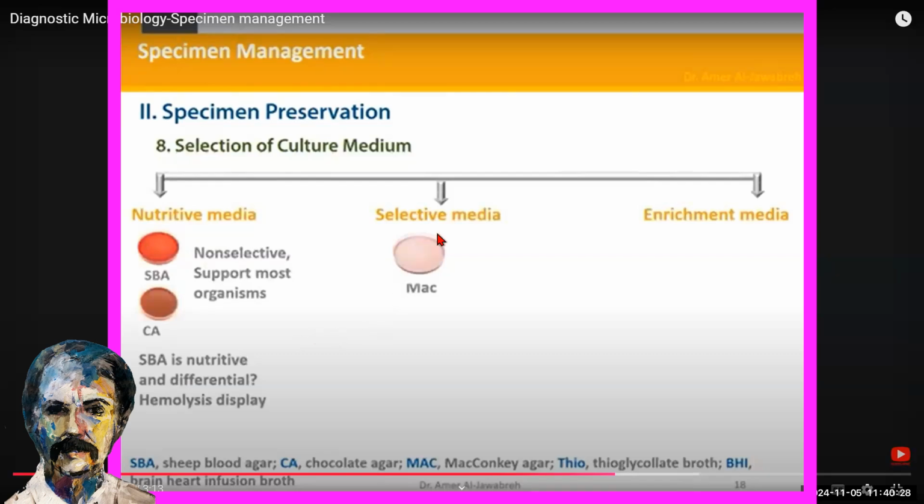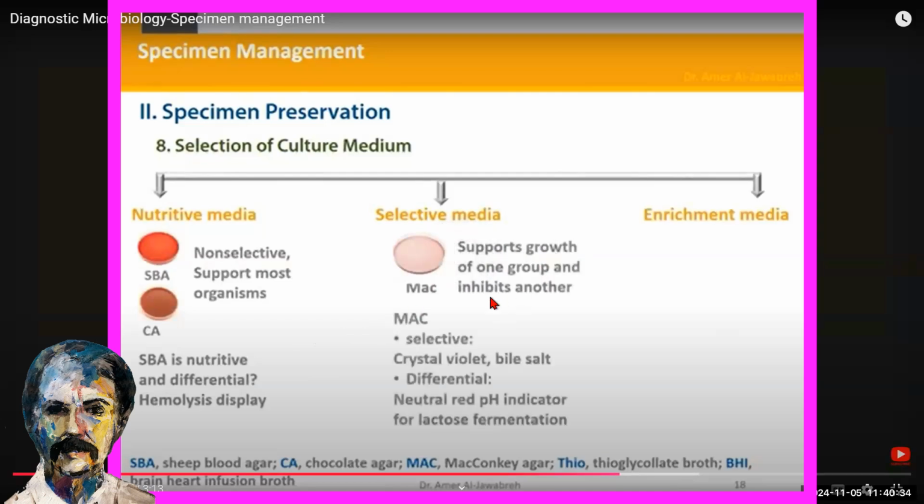We have selective media, the media that supports the growth of one bacteria, one group, and inhibits another. And we talked about this in the basic micro. We said that MacConkey supports gram-negative, but you do not expect gram-positive to grow on MacConkey. Gram-positive is inhibited by the salts and the crystal violet in the MacConkey. So MacConkey is selective media. It supports one group of bacteria, but also inhibits the other group. Because of this, we call it selective. It selects one group.